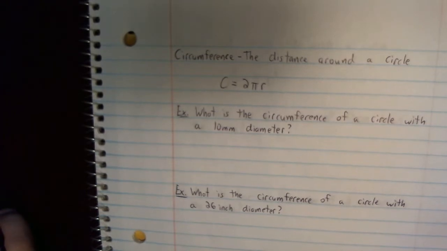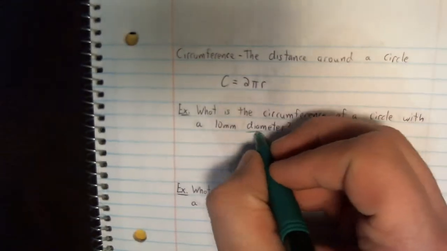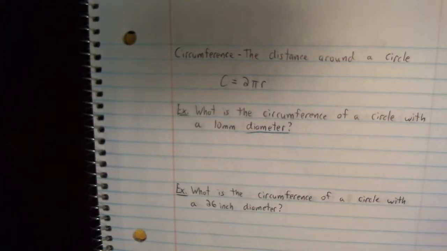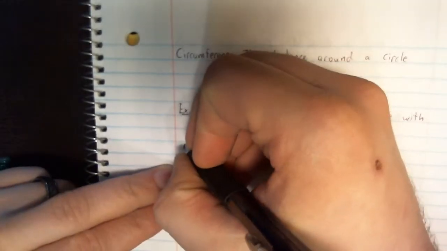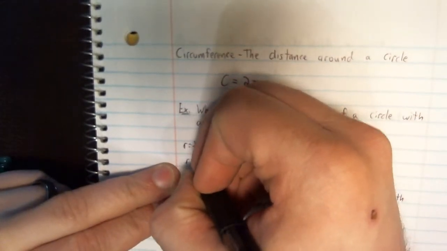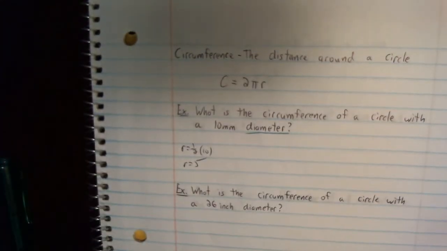They ask for us, what is the circumference of a circle with a 10 millimeter diameter? Well, hold on a second. They gave us diameter. Our formula calls for radius. It's not that it's impossible to do this problem, we just have to convert our diameter into a radius length. And if you remember from a second ago, we know that radius is half of the diameter, which is 10. So our radius here is 5.